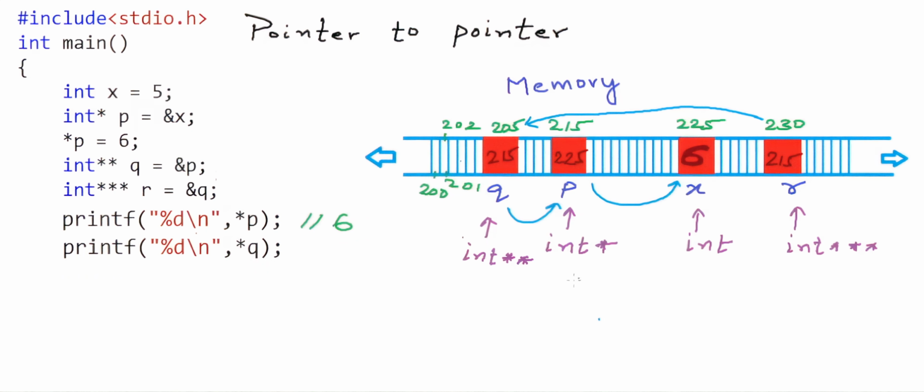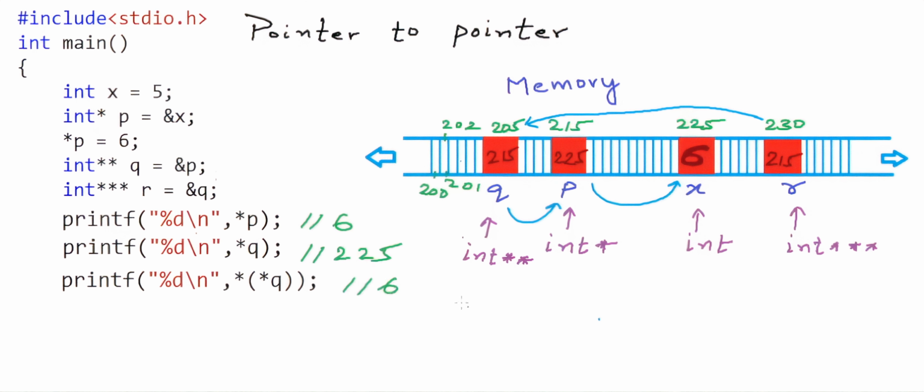Now the next statement that I want to print is asterisk q. Asterisk q will be the value at the address stored in q. The address stored in variable q is 215, so this is nothing but the value of p, so this will be 225. And now I want to print asterisk asterisk q, so I want to do dereferencing twice. First I want to go to asterisk q, which is this address 225, and now I want to look at the value at address 225. So this one will be 6.